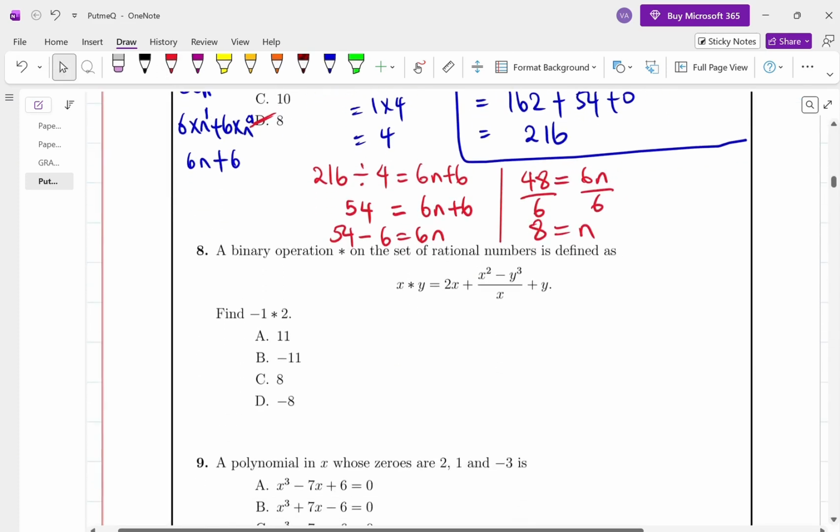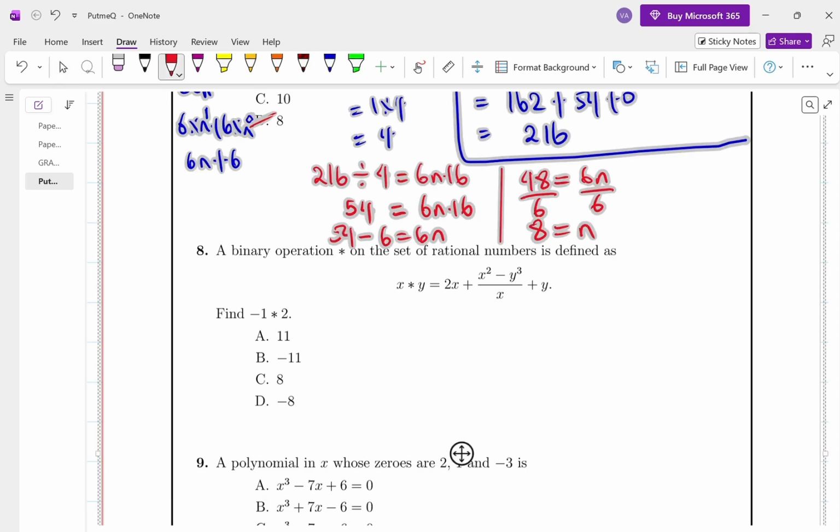A binary operation asterisk on the set of rational numbers is defined as this. Or to find -1 operation 2. Now, you've taken JAM, so this topic is not new. This is a binary operation where we combine two non-empty sets.